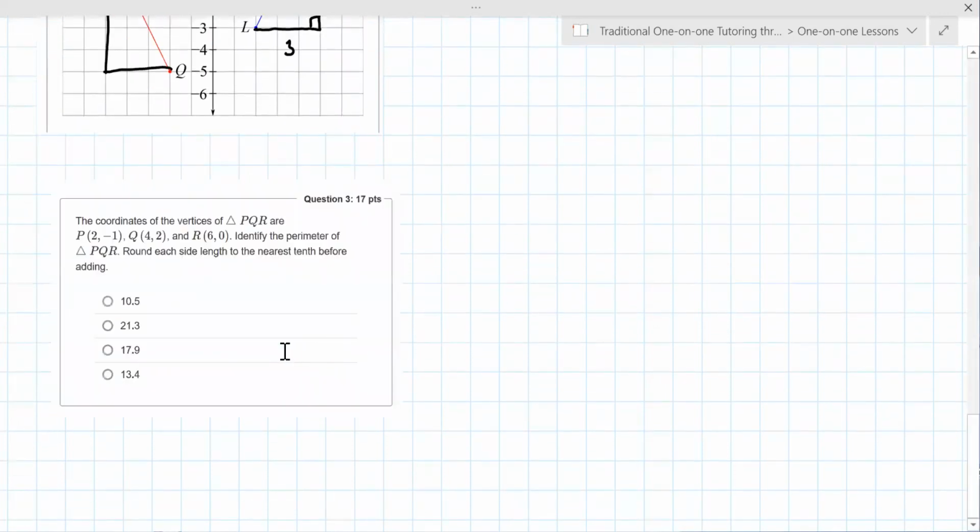All right, so it gives you the coordinates of the vertices P, Q, R. So I'm gonna assume the origin is right there. Okay, and we're gonna get these points here. So P is (2, -1). That's P. Q is (4, 2), and R is (6, 0) right there. So P, Q, and R. So here's your triangle roughly.